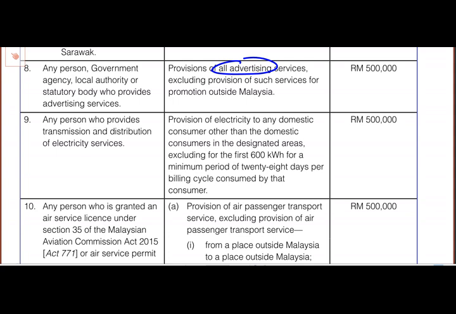Now, this one is a little bit complex. Electricity. Electricity is what? TNB. Okay. But they only charge who? Domestic consumers. That means us at home. If you're in a factory, you are not domestic already. You don't have 6%. So it's only domestic consumers. Factories don't have it because they are not domestic.